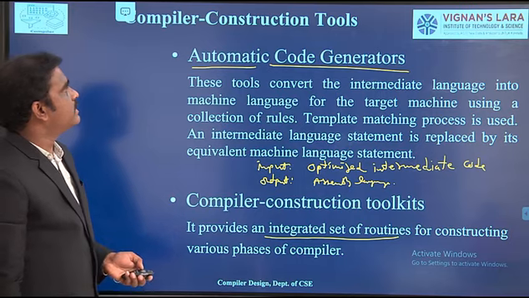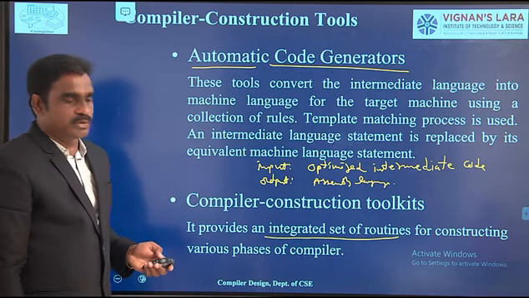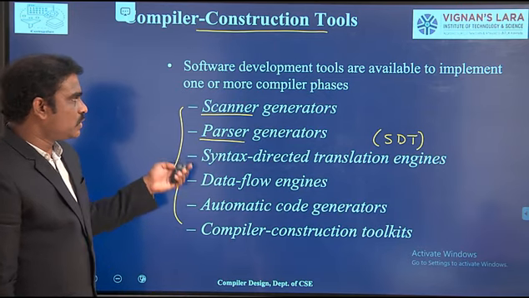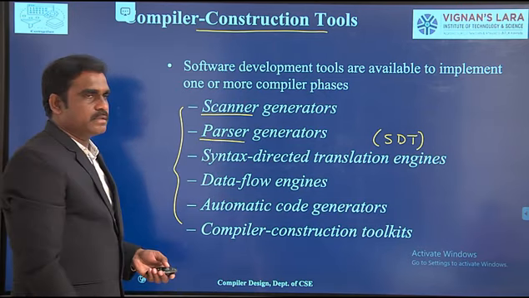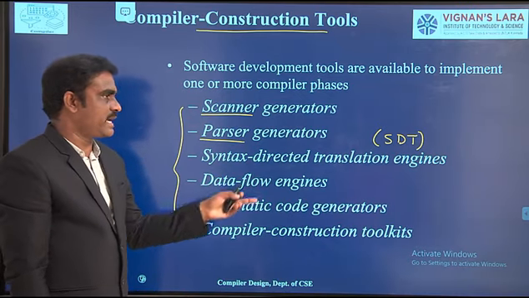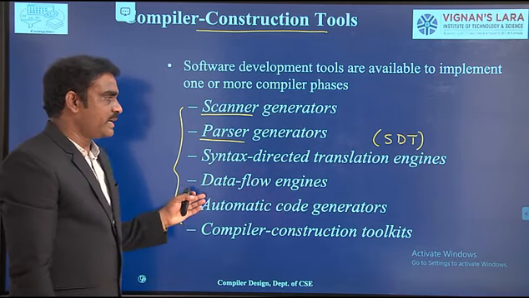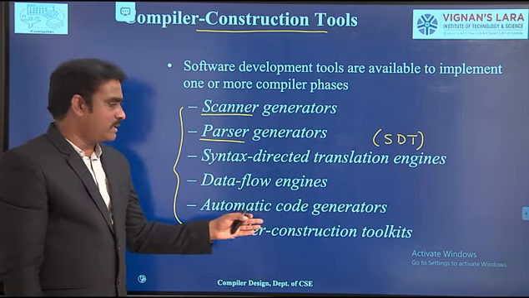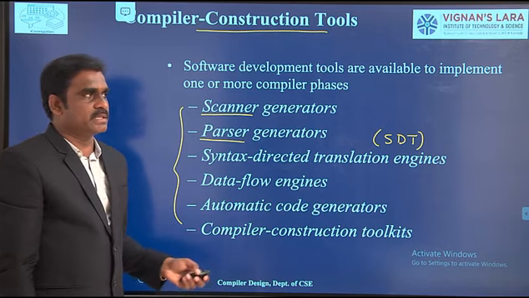So all these are the compiler construction tools. In total we have 6 tools. One is scanner generator, second one is parser generator, third one is syntax directed translation engines, fourth one is data flow engines, fifth one is automatic code generators, and the last one is compiler construction toolkits.